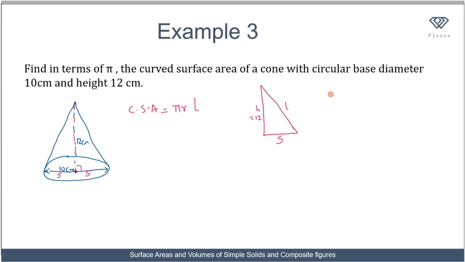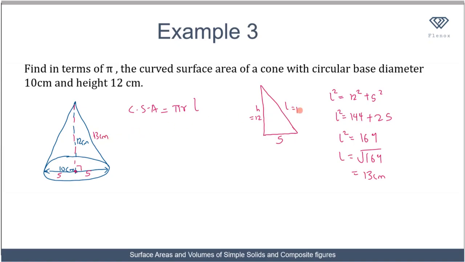So from Pythagoras theorem, I can write out that L squared is equal to 12 squared plus 5 squared. So L squared will be equal to 144 plus 25, and L squared will be equal to 169. So L will be equal to the square root of 169, and that is 13 cm. So the curved length is 13 cm.